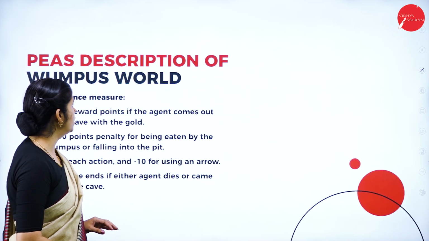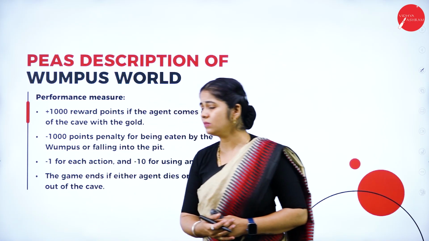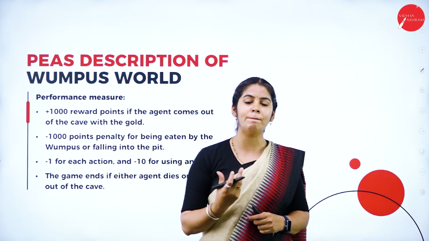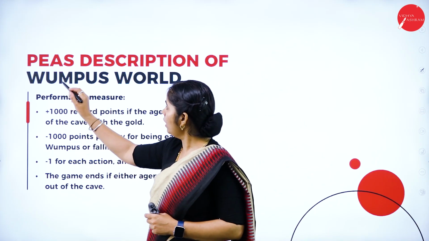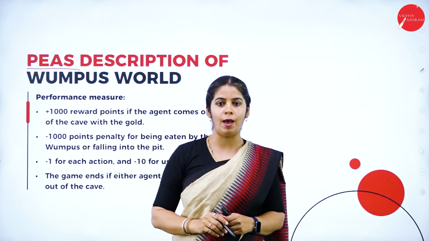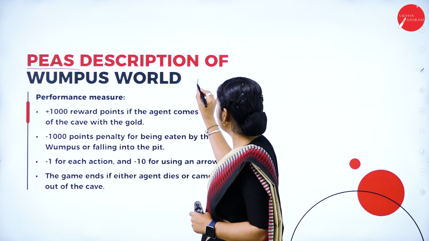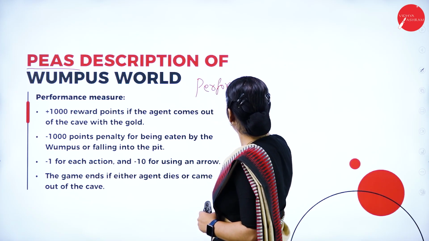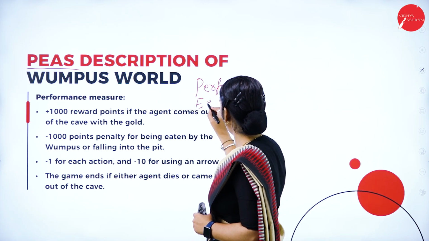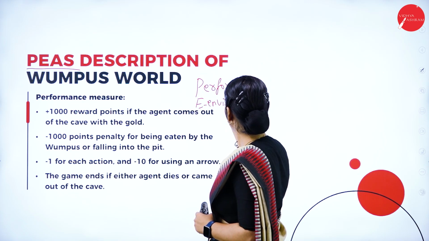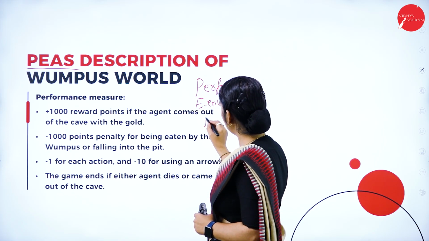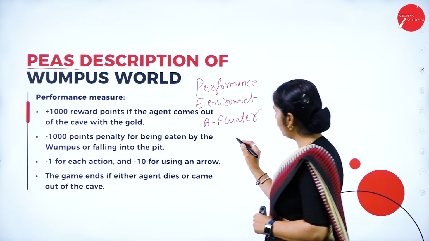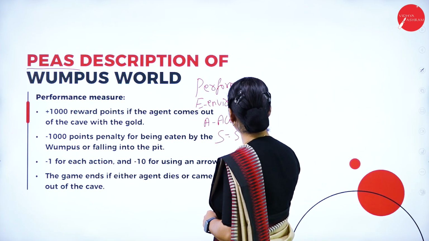So these are the conditions, or the knowledge, we are giving to the agent. How can this environment be described? It can be described using the PEAS description of the Wumpus World. What is a PEAS description? P stands for performance measure, E stands for environment, A stands for actuators, and S stands for sensors.